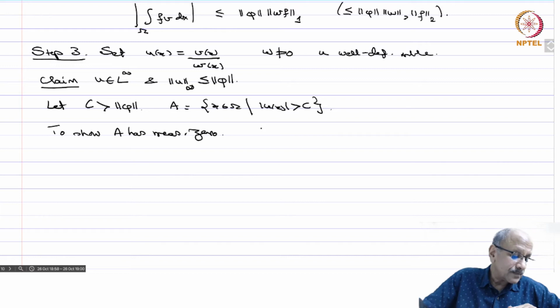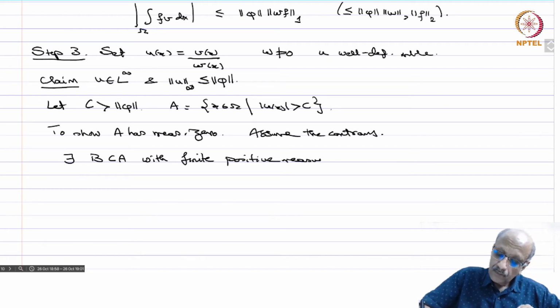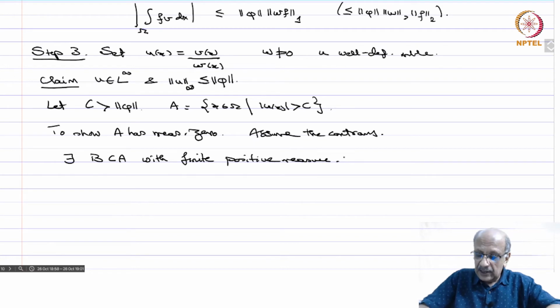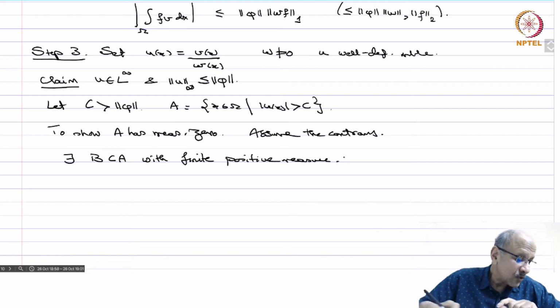So assume the contrary. Then we can find B subset of A with finite positive measure. So if A has positive measure, then we can of course consider a subset of A which has still positive measure and which is also finite. A may be infinite measure, we don't know, so we want to show.